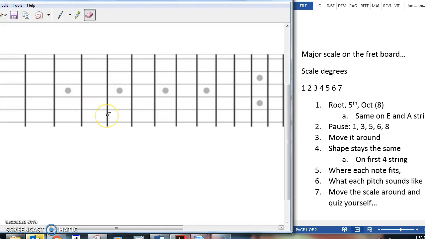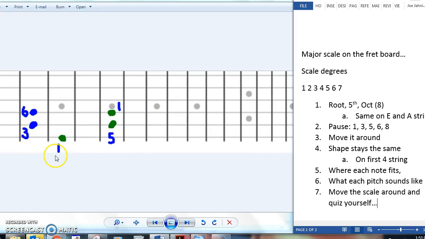Let's do the same thing in a different position. So how about B flat? Here's a B flat on your E string. So here's your B flat root. Here's your B flat fifth. And here's your B flat octave. Again, always the same as long as you start on the E or the A string for your root.